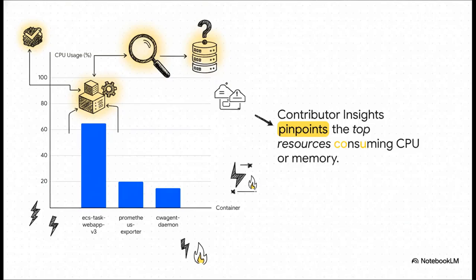That's powerful. And finally, let's talk about Contributor Insights. This tool is all about answering the "who is causing this" question. For example, if you see a huge spike in network traffic, Contributor Insights can instantly tell you the top IP addresses that are responsible. Or, just like you see here, it can tell you the exact container that suddenly decided to eat up all the CPU.